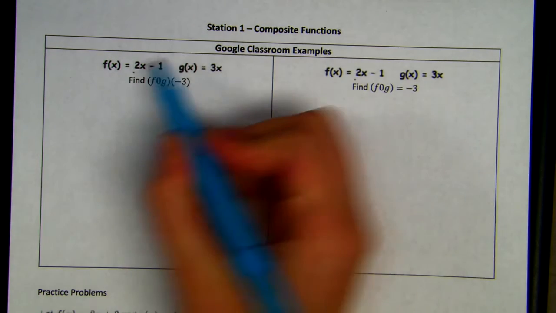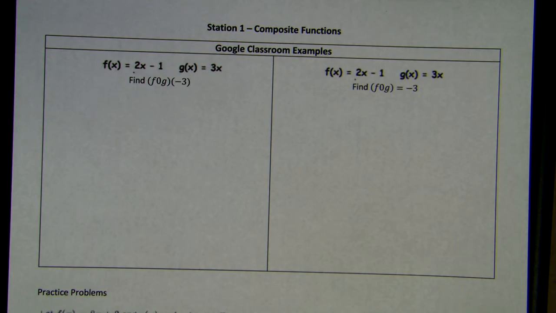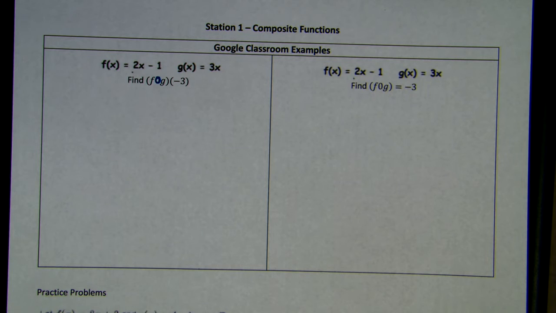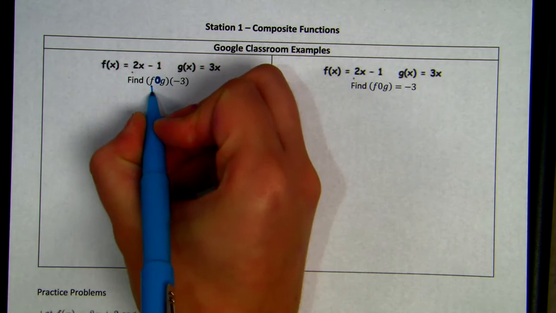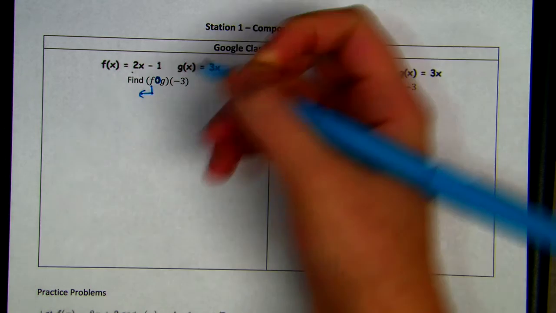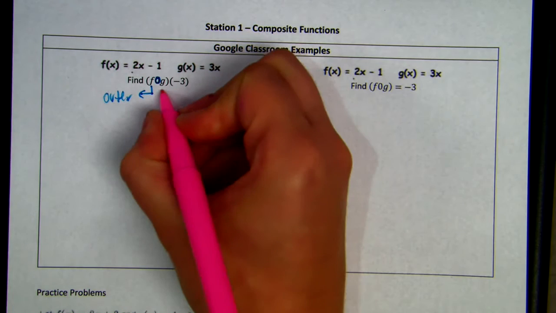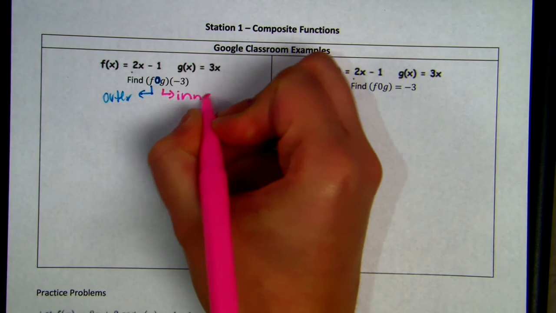So we have f of x equals 2x minus 1, g of x equals 3x. Find f of g of negative 3. Remember that this little circle just tells us that it's a composite function. A reminder that whatever comes first is our outer function, and this g is going to be our inner function.